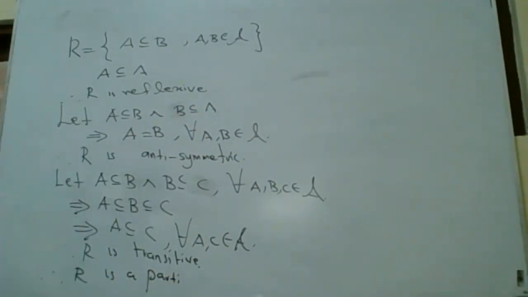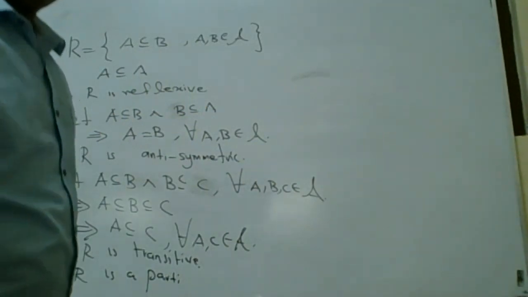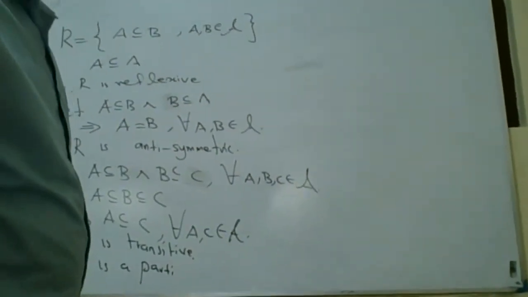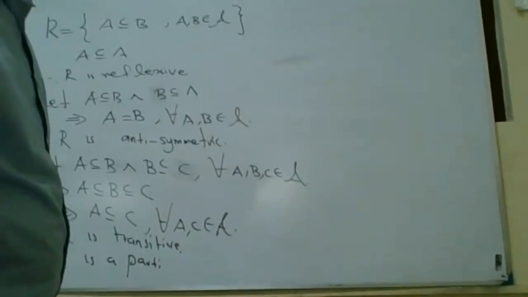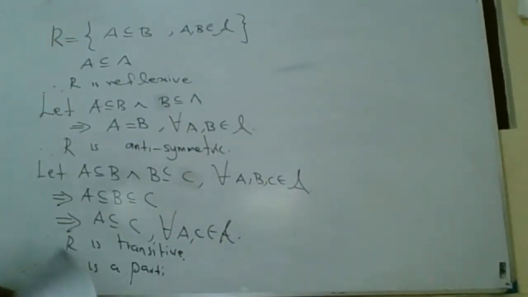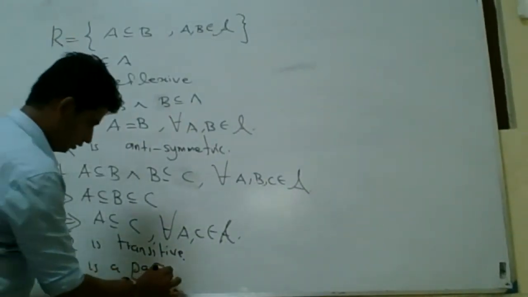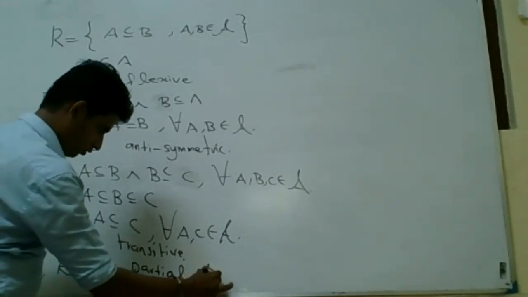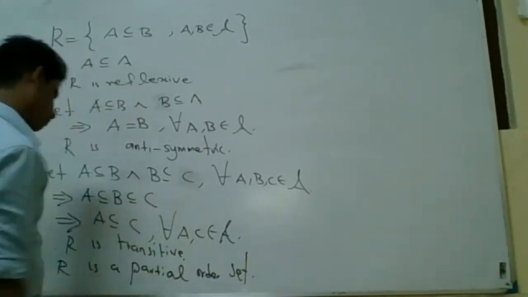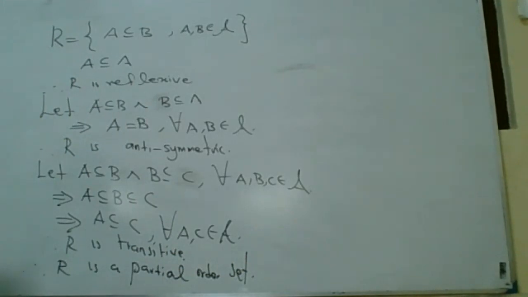It's okay. You can see, no? You can say R is a partial order set. R is a partial order set in A.